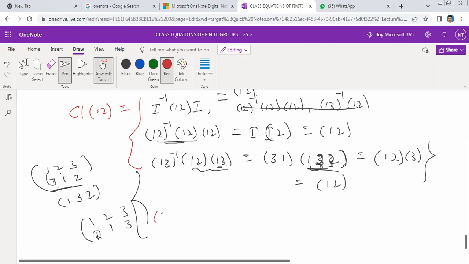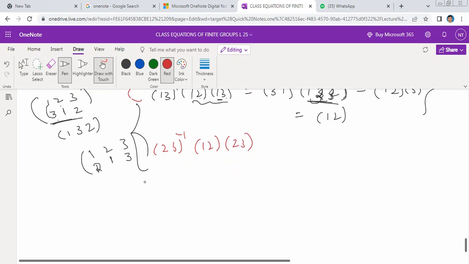ఇంకోటి చూద్దాం. నెక్స్ట్ వన్ is (2 3) inverse of (1 2)(2 3). Right, this is equal to what I am calculating. This is 1 2 3. 2 goes to 3, 2 goes to 2 goes to 3, 3 goes to 3. This is 1 goes to 1, 1 goes to 2, this is 2. Then 2 goes to 3, 3 goes to 3, this is 3, 3 goes to 2, 2 goes to 1. This is equal to (1 2).